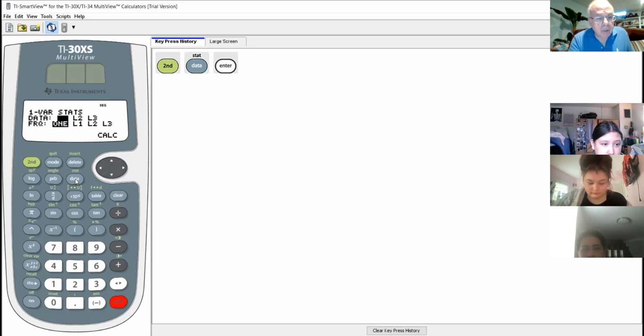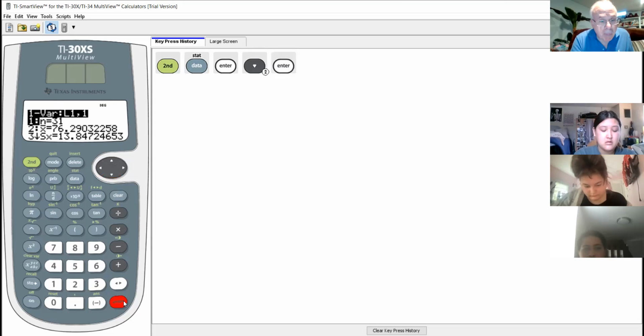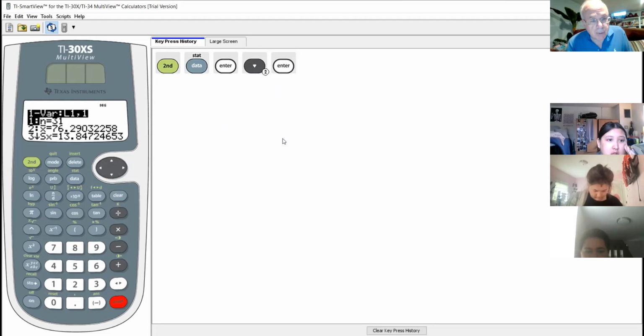So we just scroll down. So hit your right lower arrow button here. Scroll down. Frequency, leave it as 1. That's fine. And then go to calc. Calc will be highlighted, and then hit enter. All right. So here is summary statistics for this data set that we just entered.